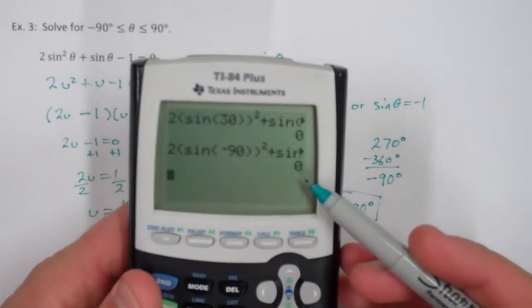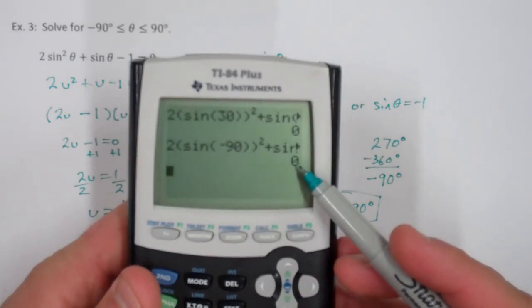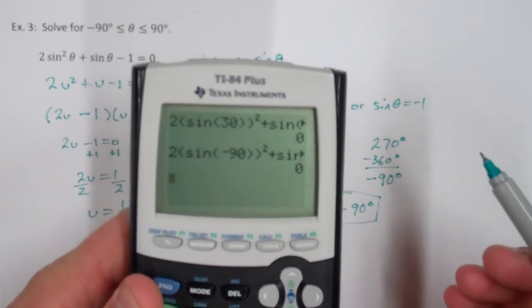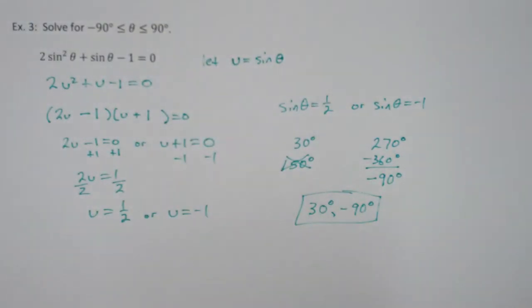We can hit enter, and you can see also that negative 90 solves this equation as well. The left side now is equal to the right side.